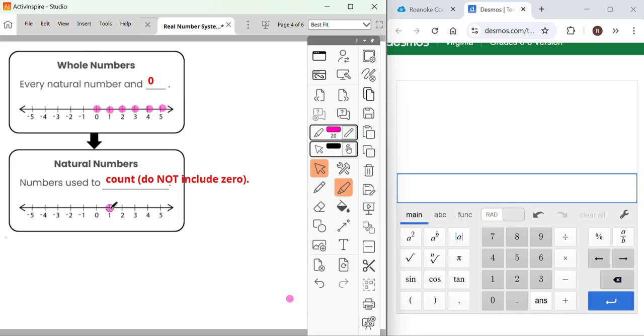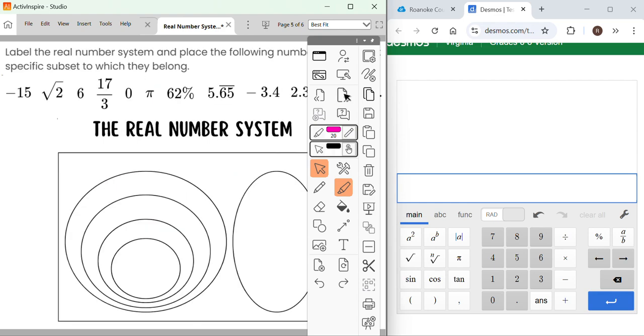So it definitely starts at 1, 2, 3, 4, 5, and so on. It just keeps going on and on and on. Anything you can count, 1, 2, 3, 4, 5, 6, 7, 8, 9, 10, and so on to infinity. So the difference between natural numbers and whole numbers is that 0. Whole numbers include the 0.